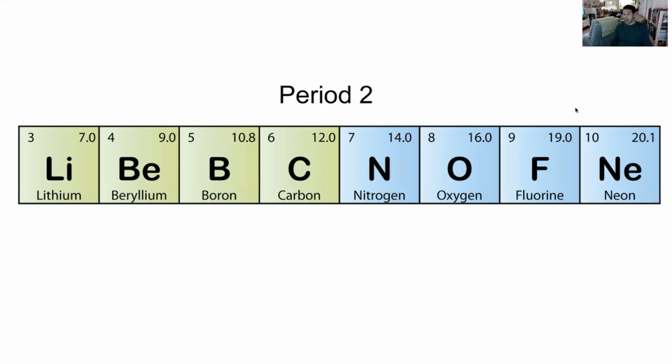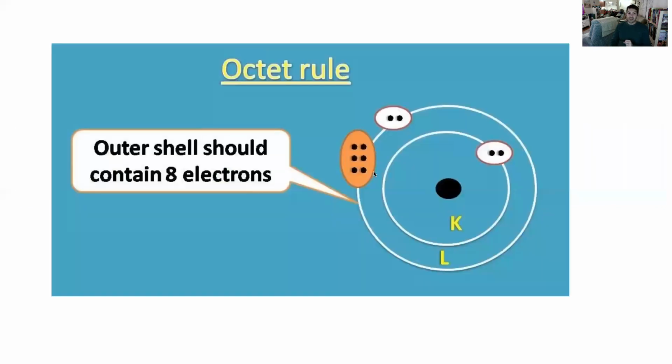Now, neon already has all 8. Fluorine has 7, oxygen has 6, nitrogen has 5, so they want to get to that 8. We have seen these elements form ions. Now, again, in this unit, they are sharing their electrons instead. So the octet rule, they want 8 electrons in their outer shell, their valence shell. Inner electrons do not matter here.